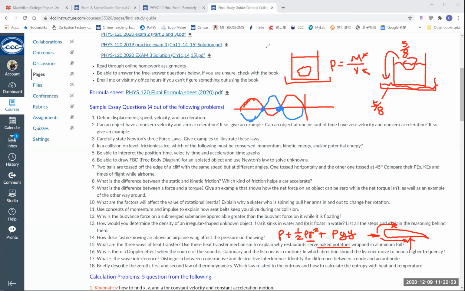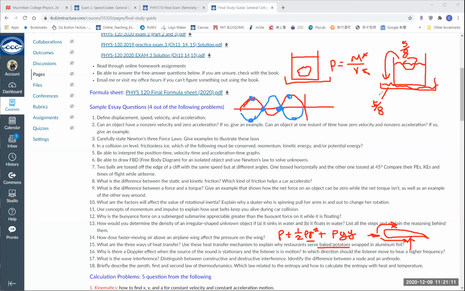And what about an anti-node? The anti-node is the point that actually gives you the most movement. So this one is an anti-node, and this one is also an anti-node.